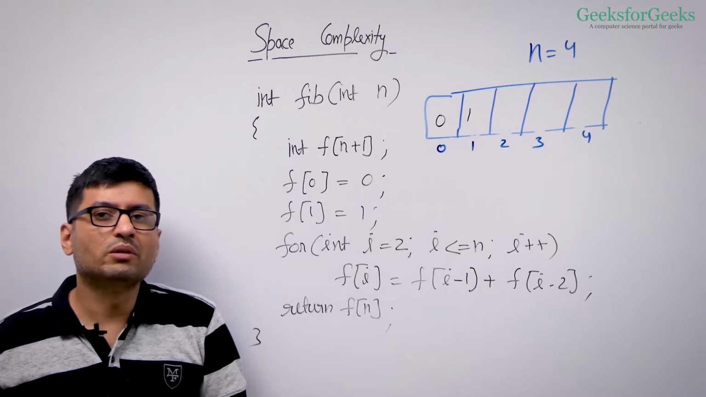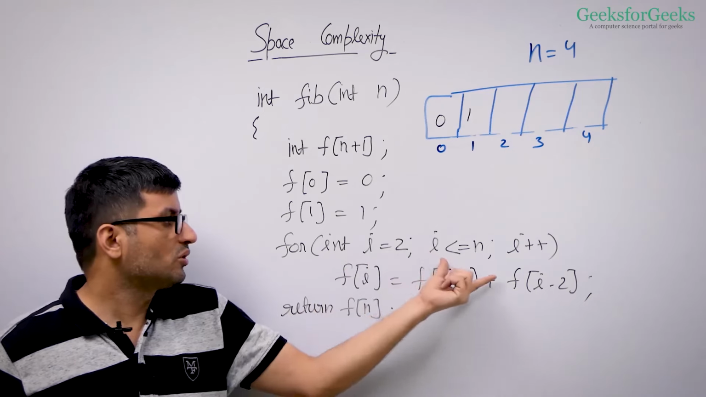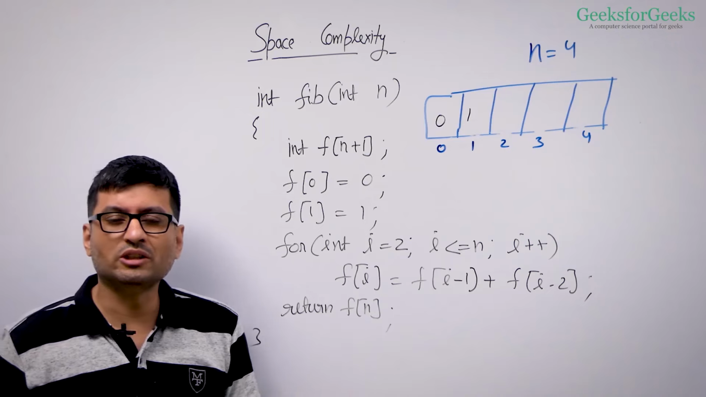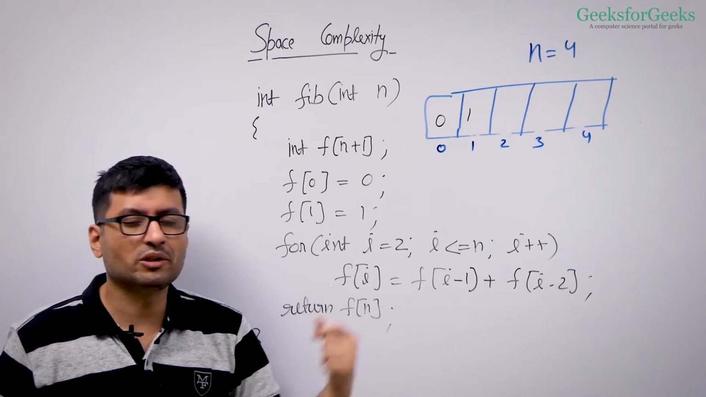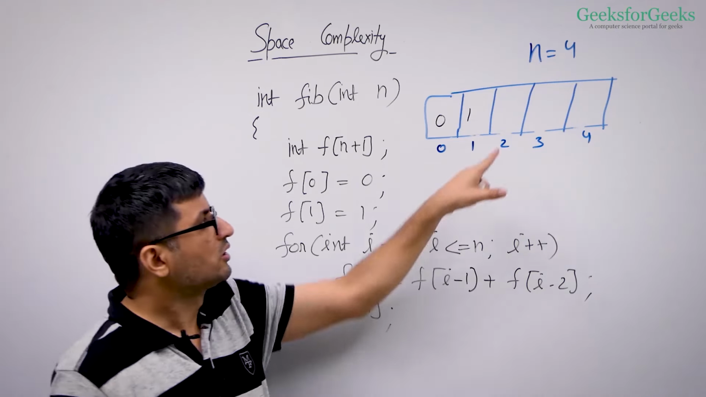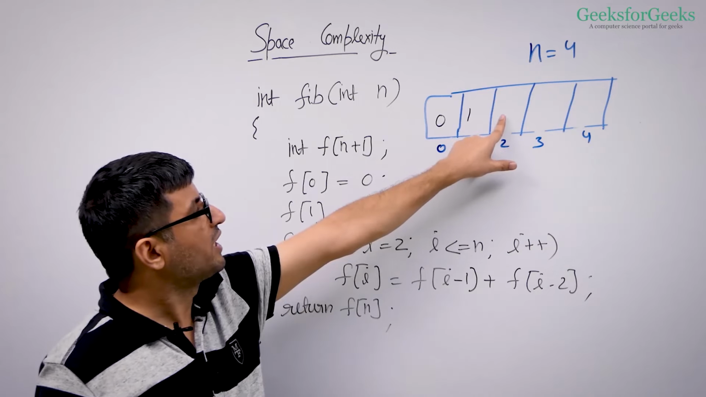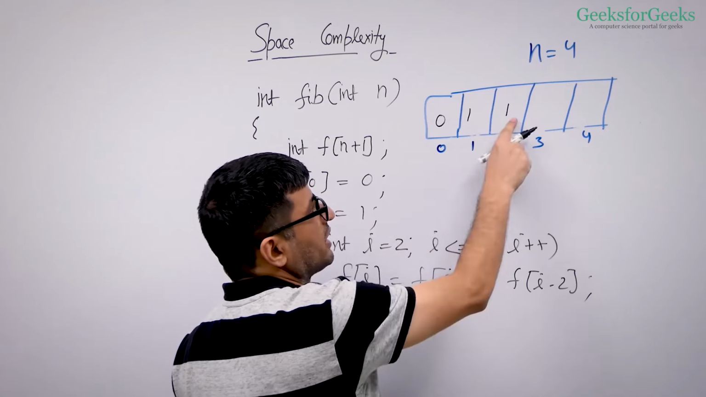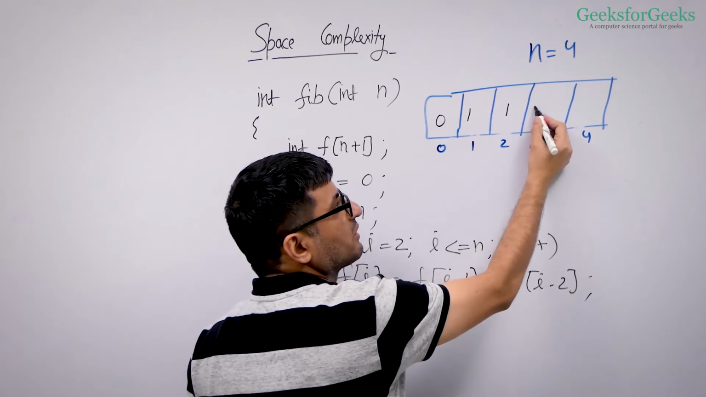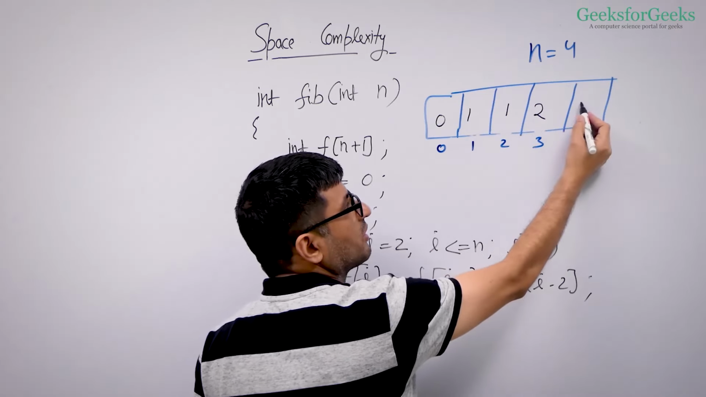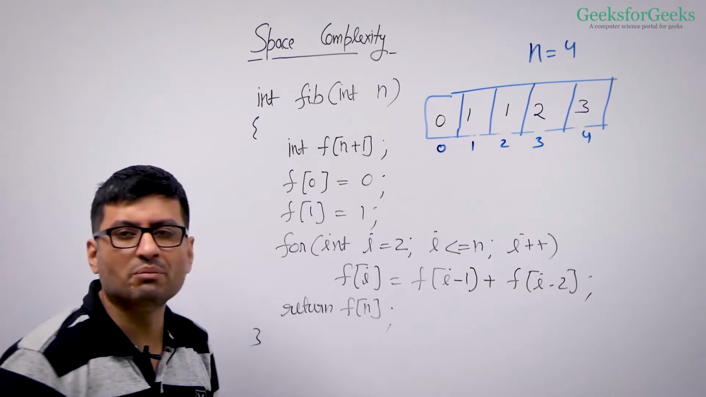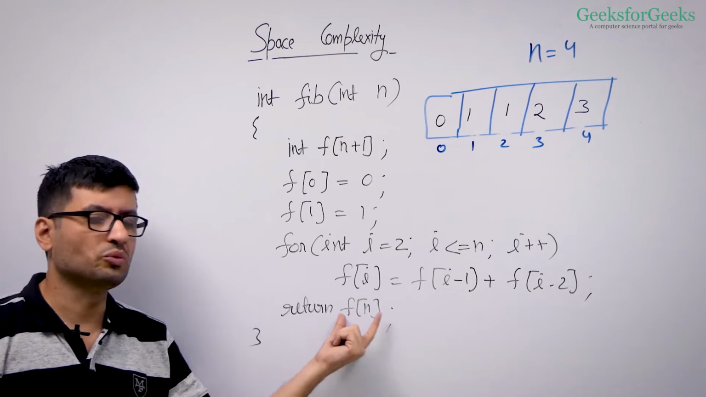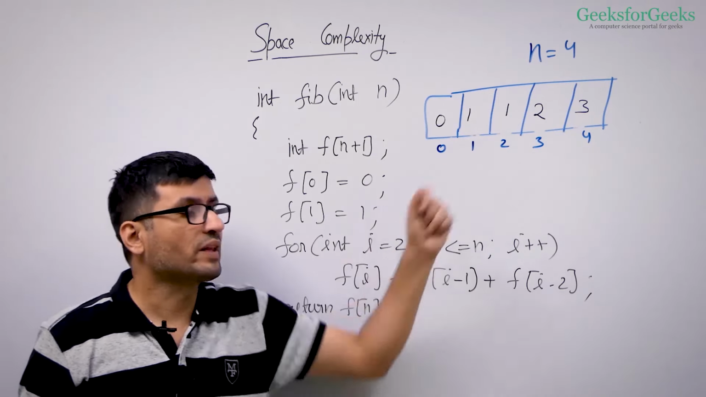Now I run a loop for i equal to 2 to i equal to n and i plus plus, and what do I do in this loop? I use the same recursive formula. So this becomes f[i minus 1] plus f[i minus 2], so it becomes 1. This becomes i minus 1 plus i minus 2, so it becomes 2. And this becomes 1 plus 2, 3. So that's how we compute the Fibonacci numbers now. And we return the result as 3.